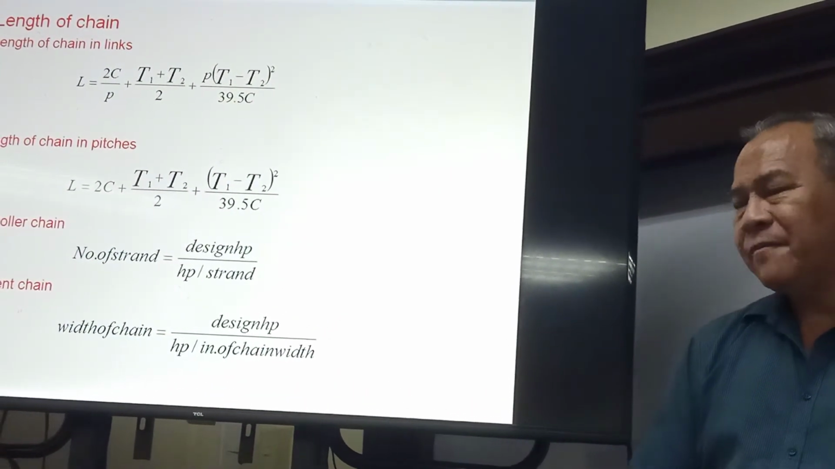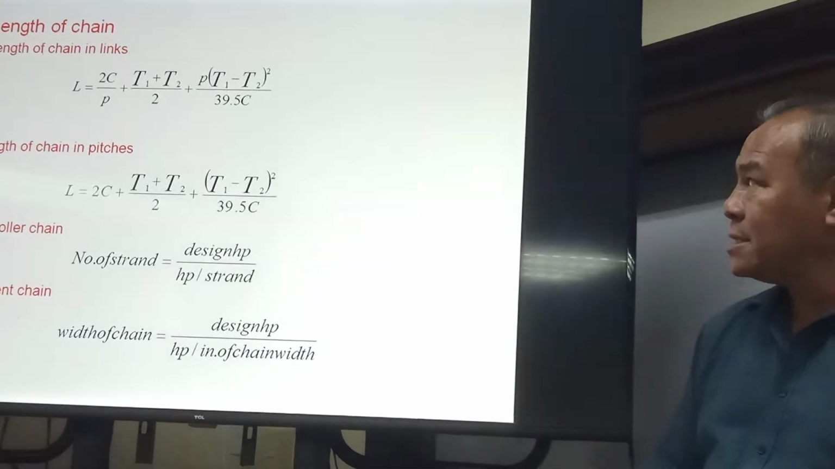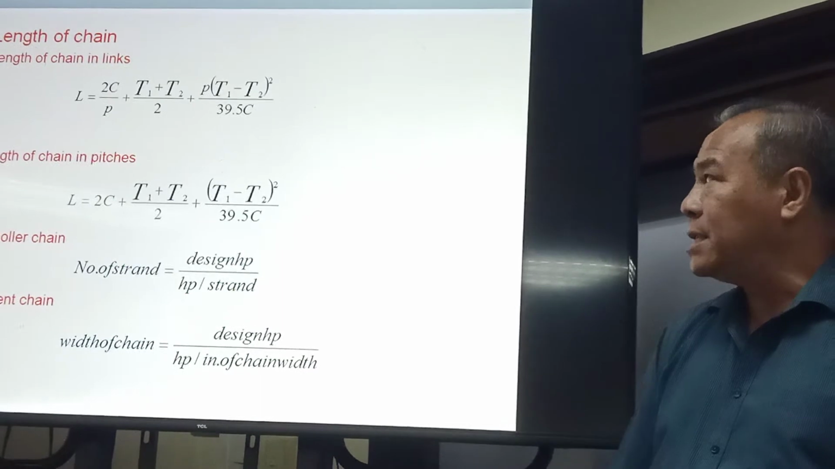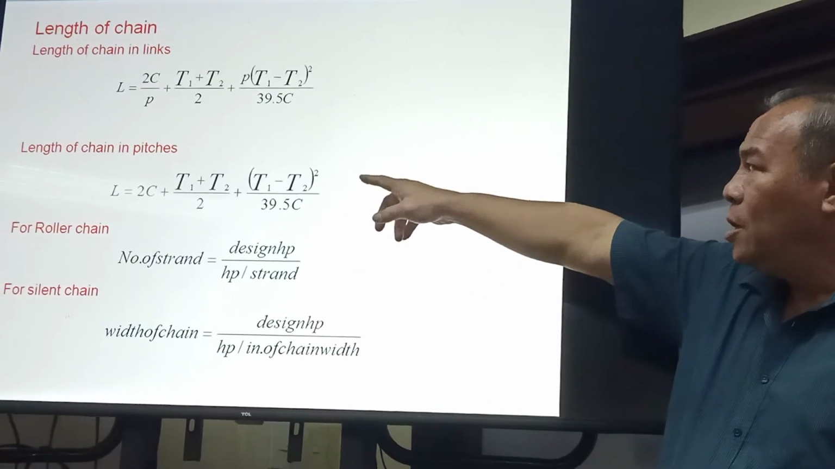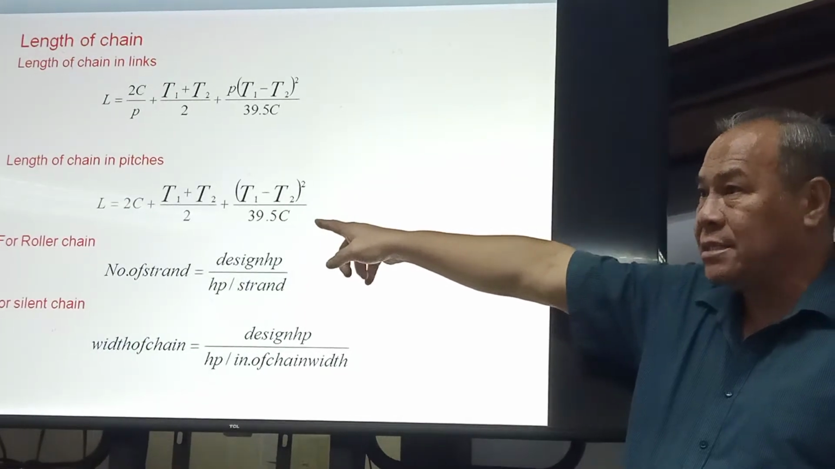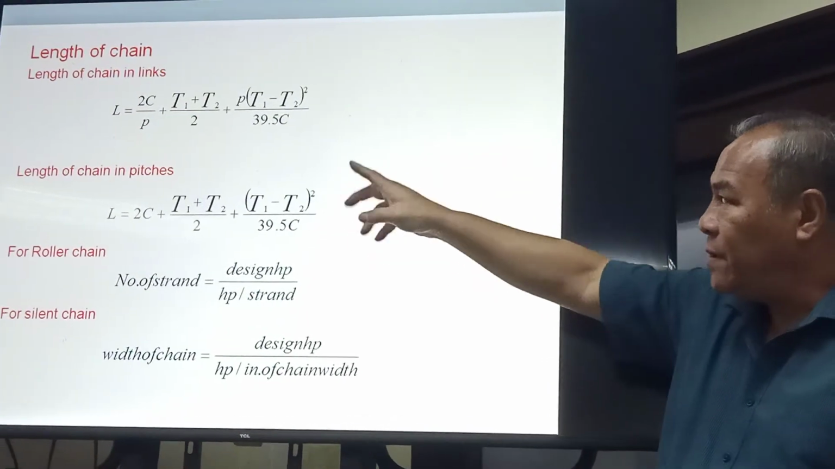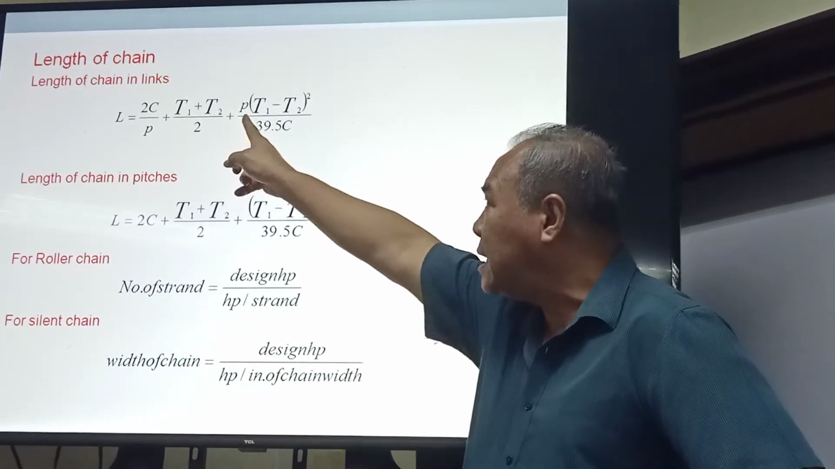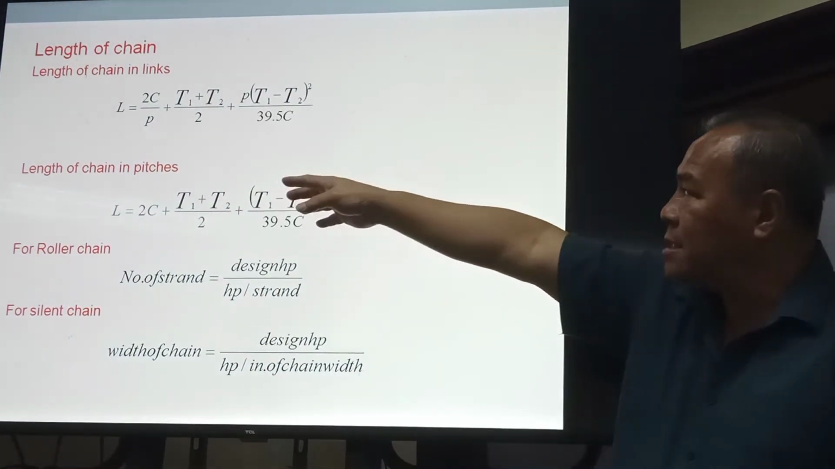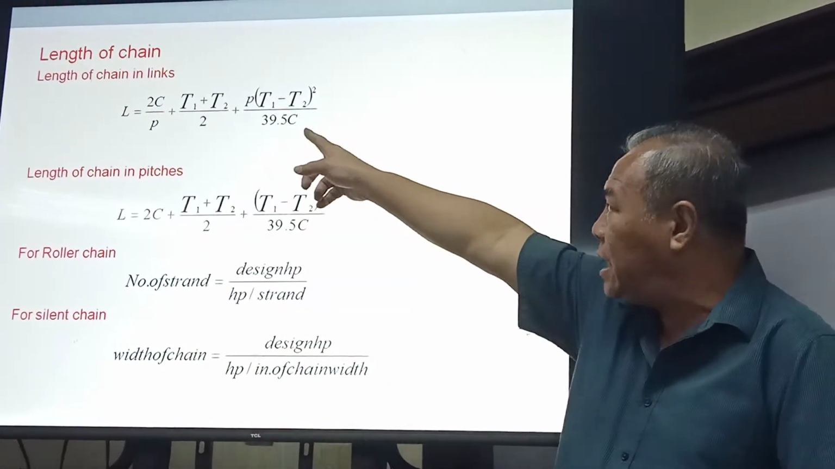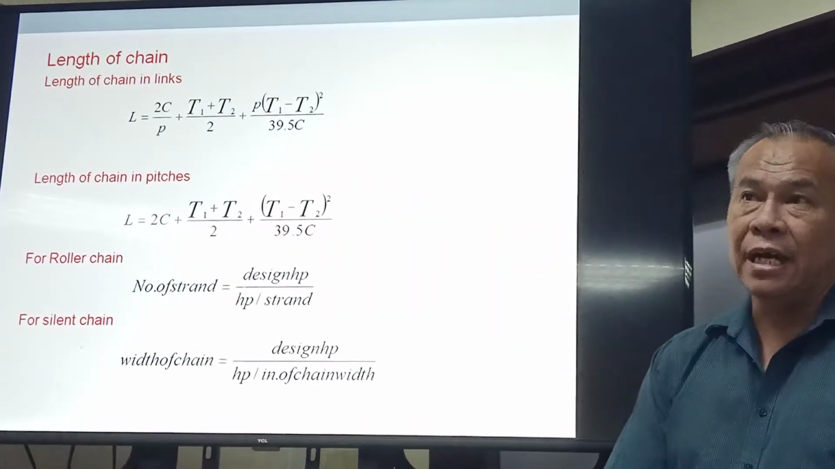Now, if sa V-belt at saka sa flat belt, meron tayong length ng belt, ganun din sa chain natin. Meron tayong two lengths of chain. One given in terms of lengths and the other one given in terms of pitches. Take note of the two equations. If your length of chain will be given in terms of links, kasama yung pitch natin dyan. Now, T1 and T2 represent now the number of teeth on the smaller and larger sprocket. And C represents now the center line distance.